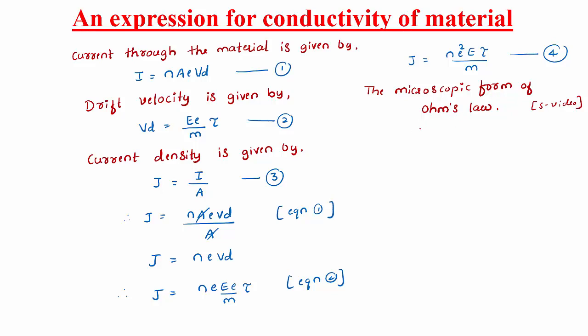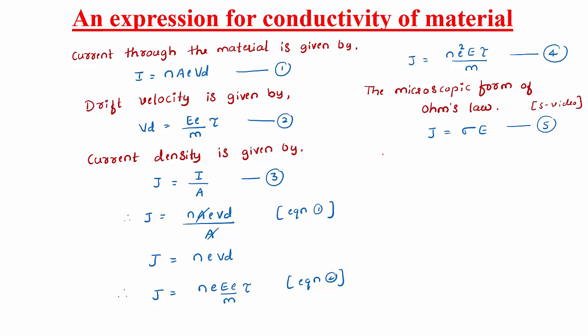So that equation I am going to write here. The relation between current density, conductivity and electric field is given by the equation J equal to sigma into E. This is also another form of Ohm's law. We can call it the microscopic form of Ohm's law. Let us take it as equation number 5. So J equal to sigma into E.